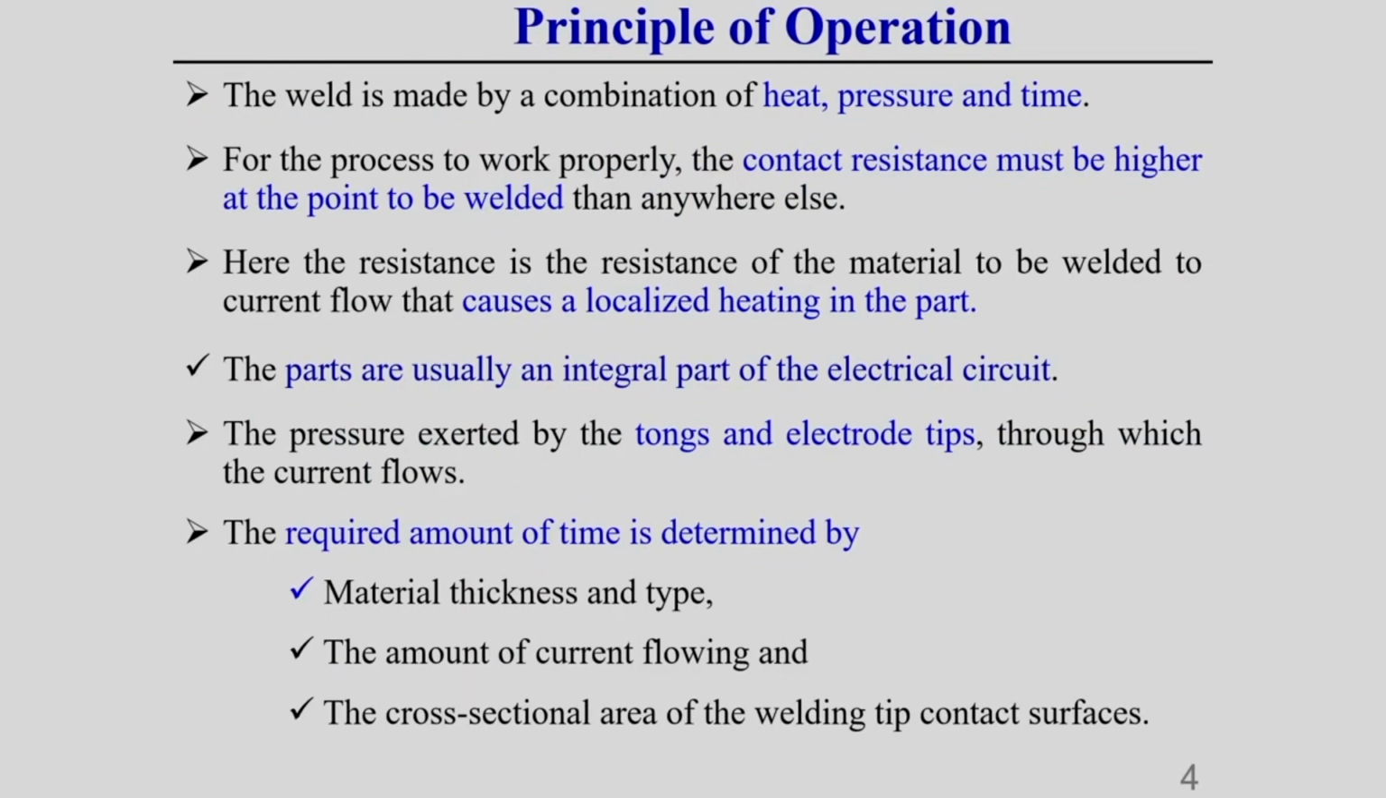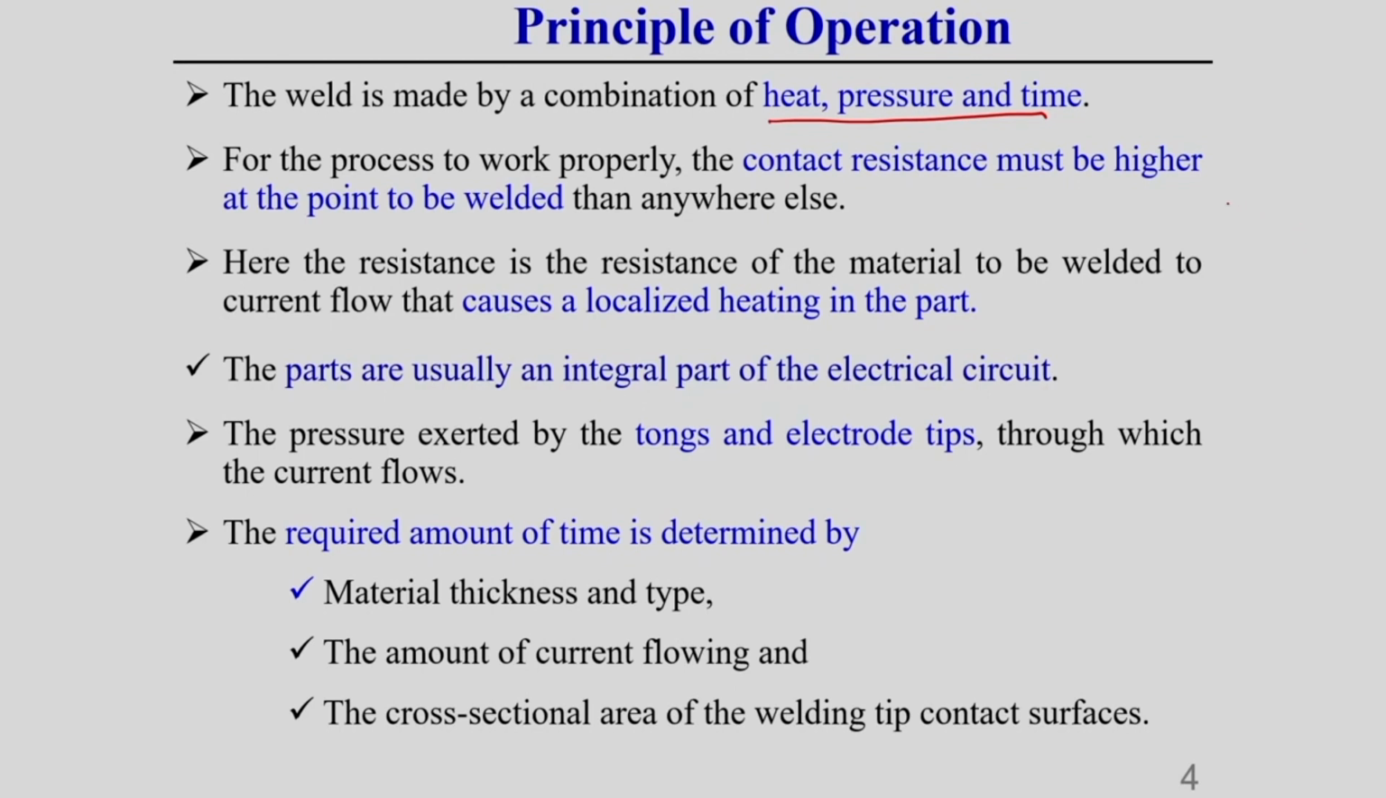Now, I will discuss the principle of this operation. You should keep in mind that resistance spot welding is a process where the main important parameters are heat, pressure and time. These three important parameters are required in the resistance spot welding process, because this welding is done by the combined effect of these three parameters. For the process to work properly, another thing you should keep in mind: the contact resistance must be higher at the point to be welded than anywhere else.